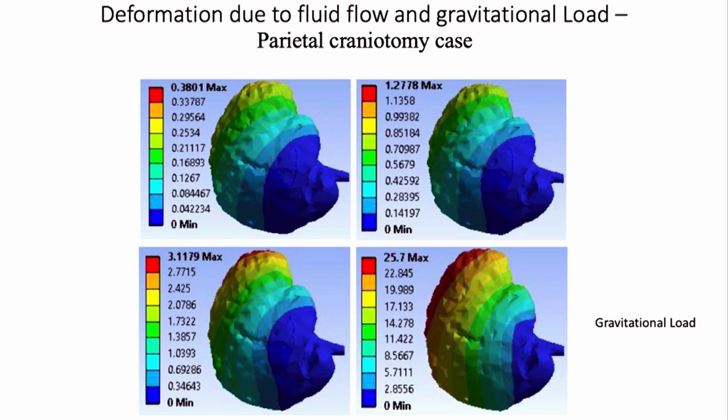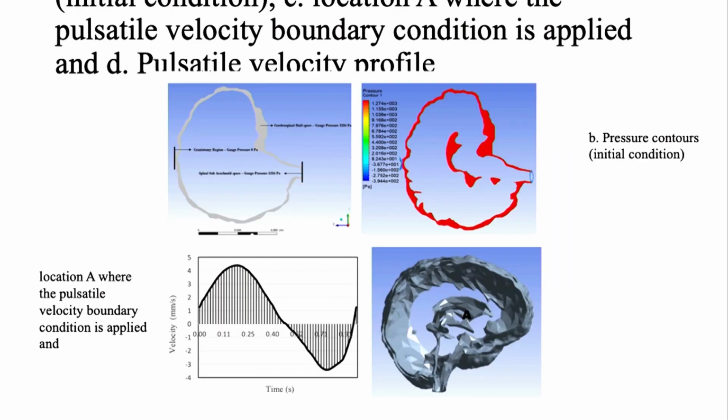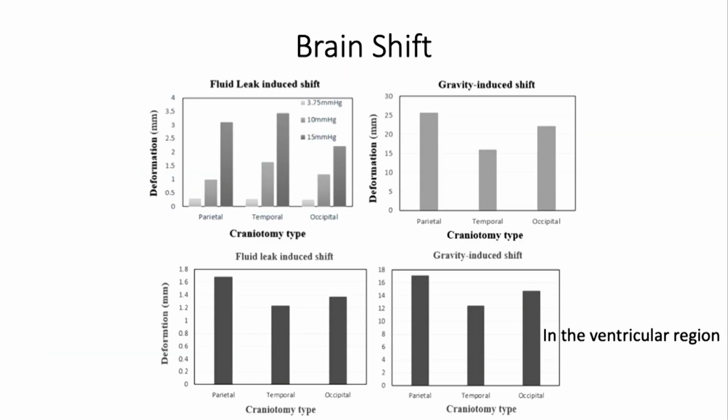You can see that with a gravitational load, this is in mm, the shift can be as high as 2.57 centimeters. This has been recorded, measured as well. So for different positions and different types of entry, we can calculate the displacement. It's again a fluid structure interaction problem, where the loadings are from the fluid as well as from the gravitational force. So this is another area where you can use finite element to understand the approach to surgery.